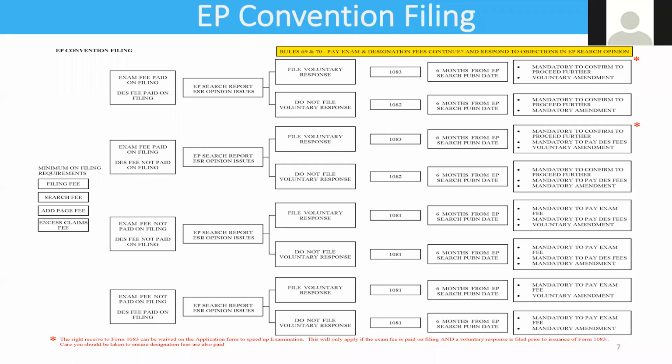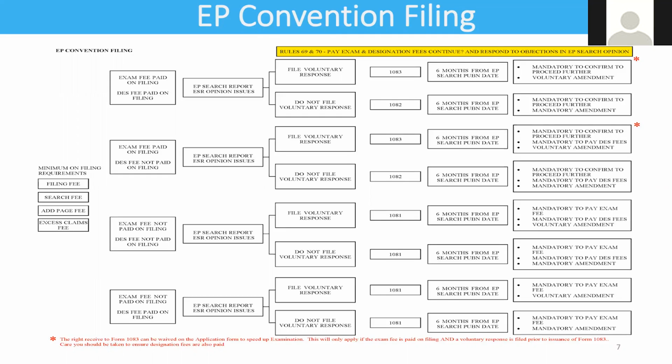So the scenarios in the chart that you're looking at are based on whether at the time of filing the examination fees and/or the designation fees were paid. The way you read this chart is you go left to right. The first scenario starts in the box at the top left. In this case, the examination fee was paid and the designation fee was also paid. You can see that in the box in the top left at the time of filing.